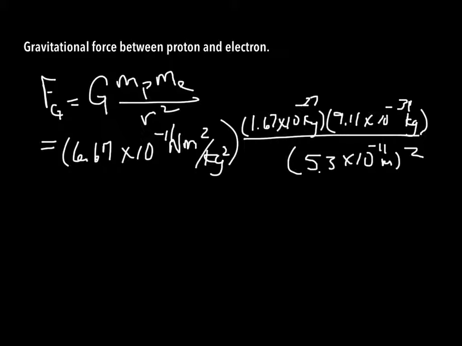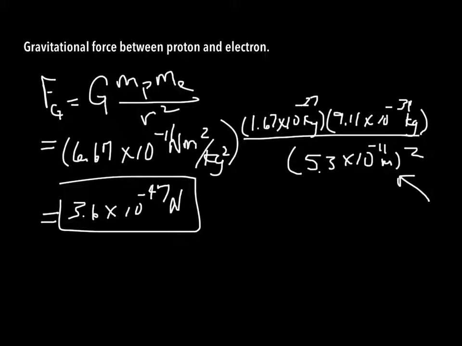Now, the biggest problem students have with this, not only forgetting to square the distance between them, but also the order of operations. So be very careful when inputting your numbers. And if you calculate this correctly, we get 3.6 times 10 to the minus 47 newtons. Very, very small force. That's the force of gravitation between the two.